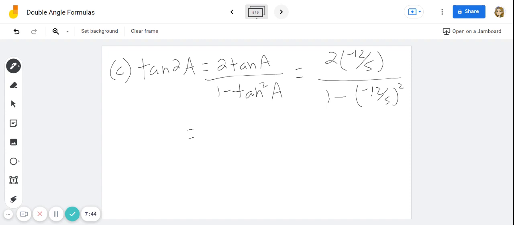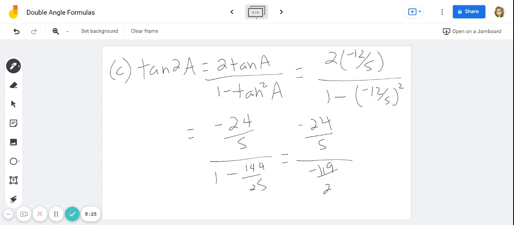2 times negative 12 over 5. Again, 2 is like 2 over 1, so we're only multiplying the top. That becomes negative 24 over 5. Then on the bottom, we have 1 minus negative 12 over 5 squared. So we have 1 minus, what is that, 144 over 25 when we square. So negative 24 over 5 all over. Now, on the bottom, if we get a common denominator, we've got 25 over 25 would be 1 minus 144 over 25. That would give us negative 119 over 25.